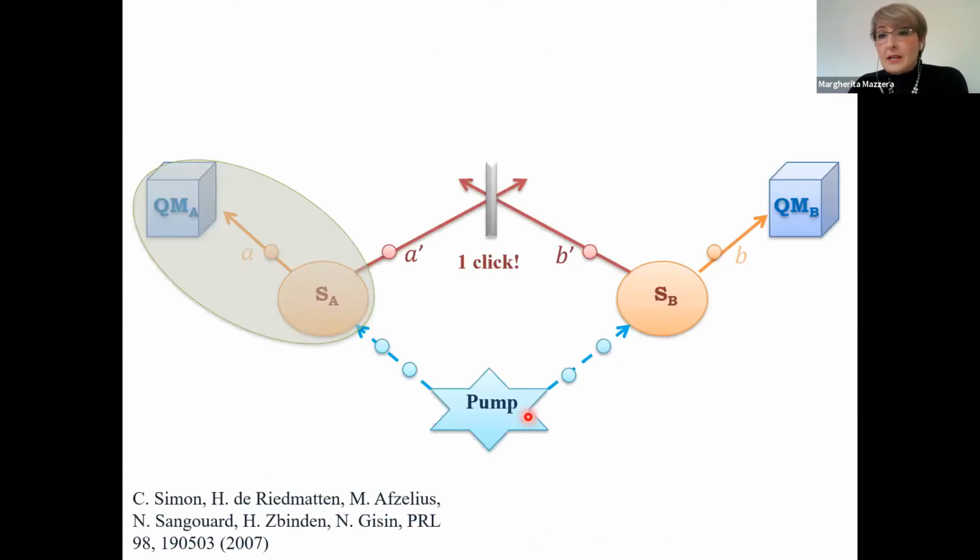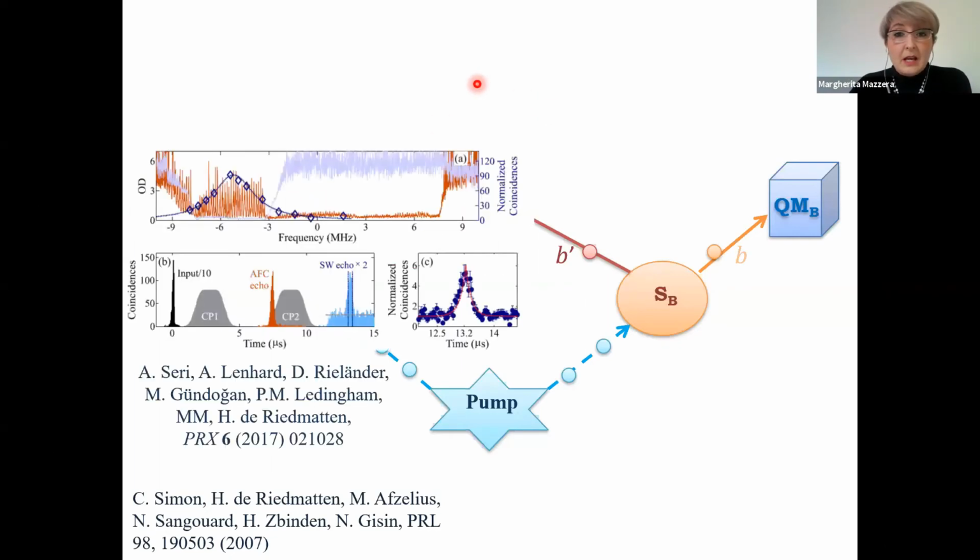So if we now take these two ingredients, the photon pair source and the quantum memory built with this protocol, and we put them together, we can demonstrate that we are able to build, let's say, half an elementary link of this quantum repeater scheme. And this is what we did in this paper here.